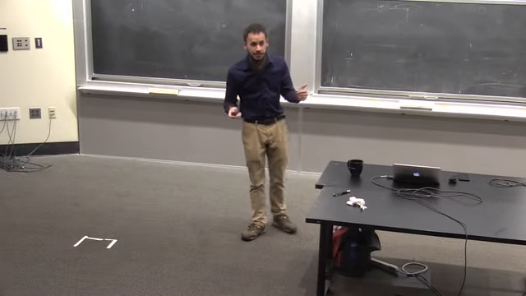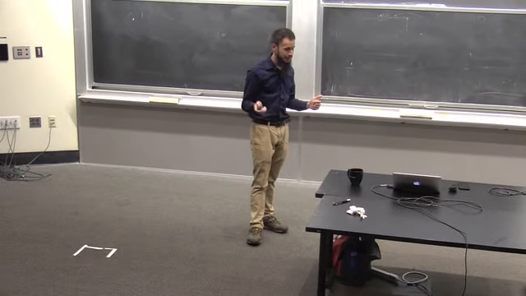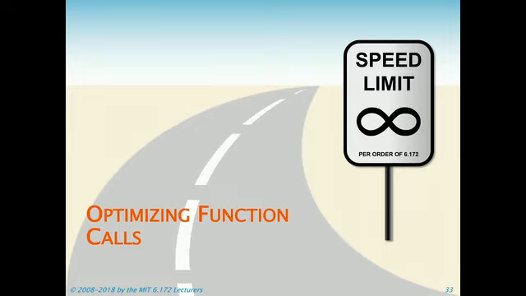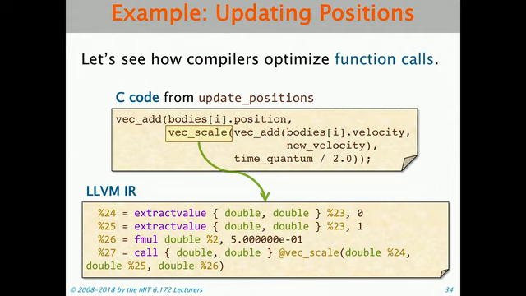Everyone good with that so far? Cool. Let's move on to another optimization. Let's talk about function calls. And let's take a look at how the compiler can optimize function calls. By and large, these optimizations will occur if you pass optimization level 2 or higher.